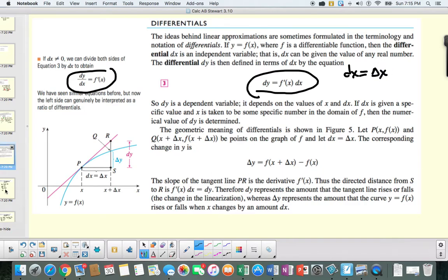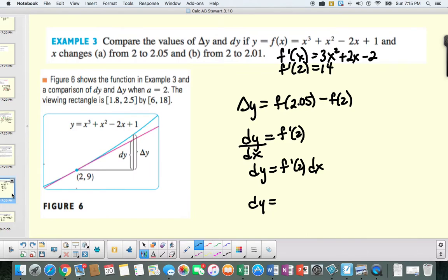All right, let's go ahead and do some problems. We want to compare delta y with differential dy using this function and look at changes from 2 to 2.05. Here's a picture of the curve in blue, and here's the tangent line. We want to see the difference between true change and differential change. I need to find a derivative, f prime of x, and then find the derivative at 2, and that's 14.